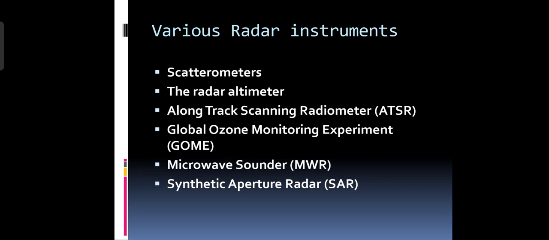Now we talk about various radar instruments that have been used in various space experiments. There are scatterometers, radio altimeters, along track scanning radiometers, the Global Ozone Monitoring Experiment, microwave sounders, and synthetic aperture radar. These are only some of the devices that have been used in the remote sensing arena.